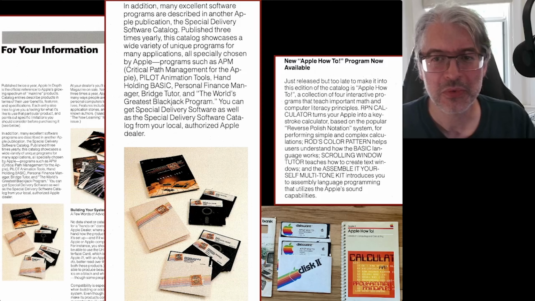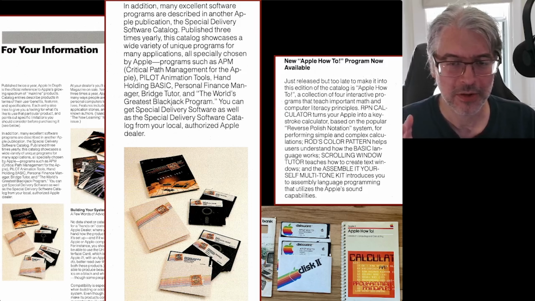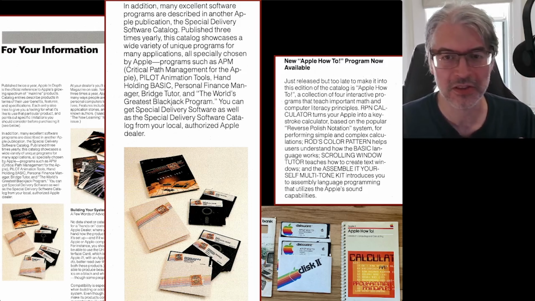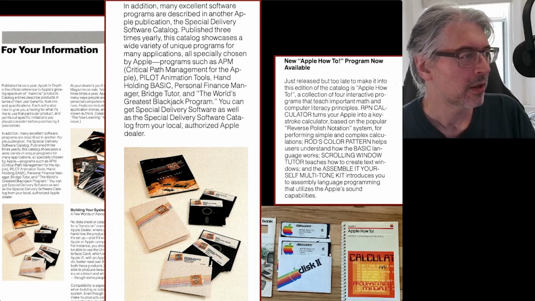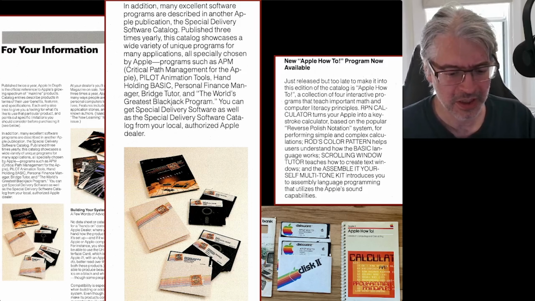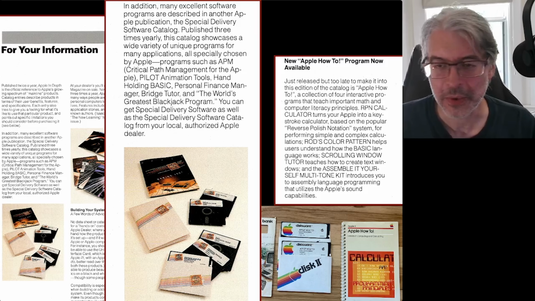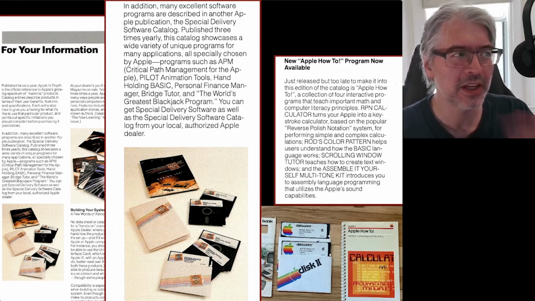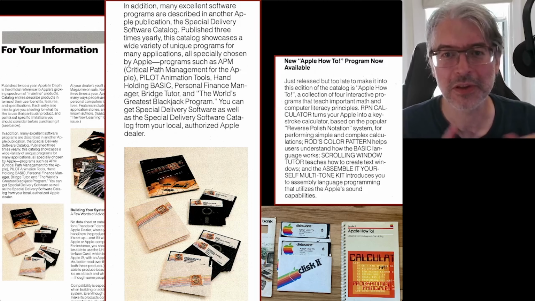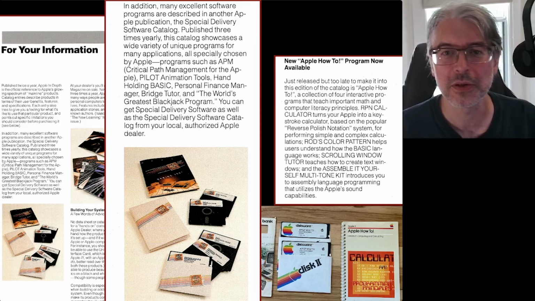But okay, in that most recent one that I put up, they actually have a little section which says for your information, and it's got sort of late breaking news, and also talks about the existence of the Special Delivery Software Catalog. Interestingly, now that I'm looking at that picture, it does seem to be the second catalog. Anyway, what it says is, in addition, many excellent software programs are described in another Apple publication, the Special Delivery Software Catalog, published 3 times yearly. This catalog showcases a wide variety of unique programs for many applications, all specially chosen by Apple.